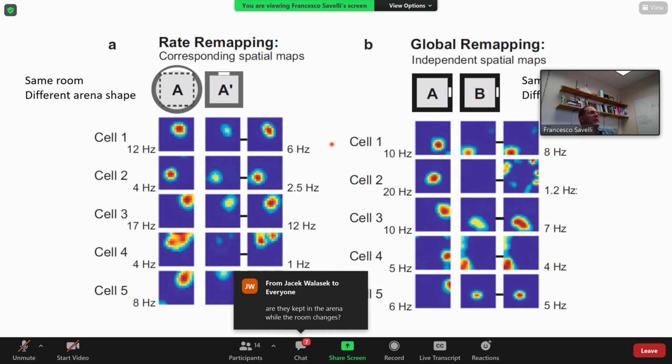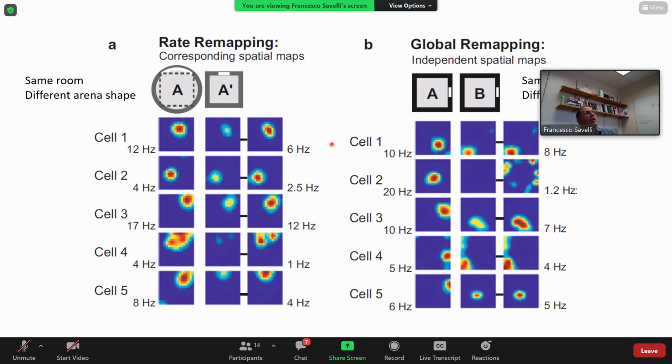Are they kept in the arena while the room changes? No, they're not. In most of the experiments, the animal is even disoriented to make sure that it's not keeping track of this movement through the rooms. So no, they were not carried.